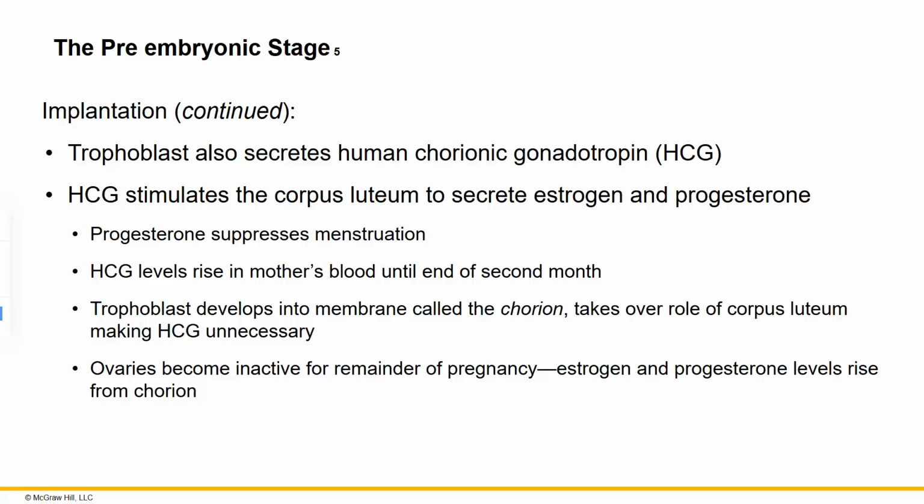The trophoblast also secretes human chorionic gonadotropin. HCG stimulates the corpus luteum to secrete estrogen and progesterone. Progesterone stops menstruation. HCG levels rise in the mother's blood until the end of the second month. The trophoblast develops into a membrane called the chorion and takes over the role of the corpus luteum, making HCG unnecessary. The ovaries become inactive for the remainder of the pregnancy. Estrogen and progesterone levels rise from the chorion.